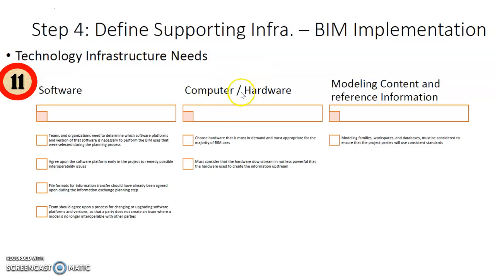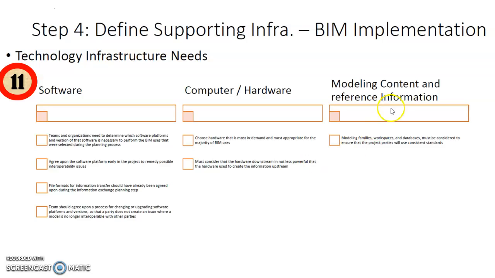Under the hardware, the project team will have to choose hardware that is most in demand and most appropriate for the majority of the BIM users. Also consider that the hardware downstream must not be less powerful than the hardware used to create the information upstream. If not, it will not be able to take the output as an input and then use it for its own intended purpose.